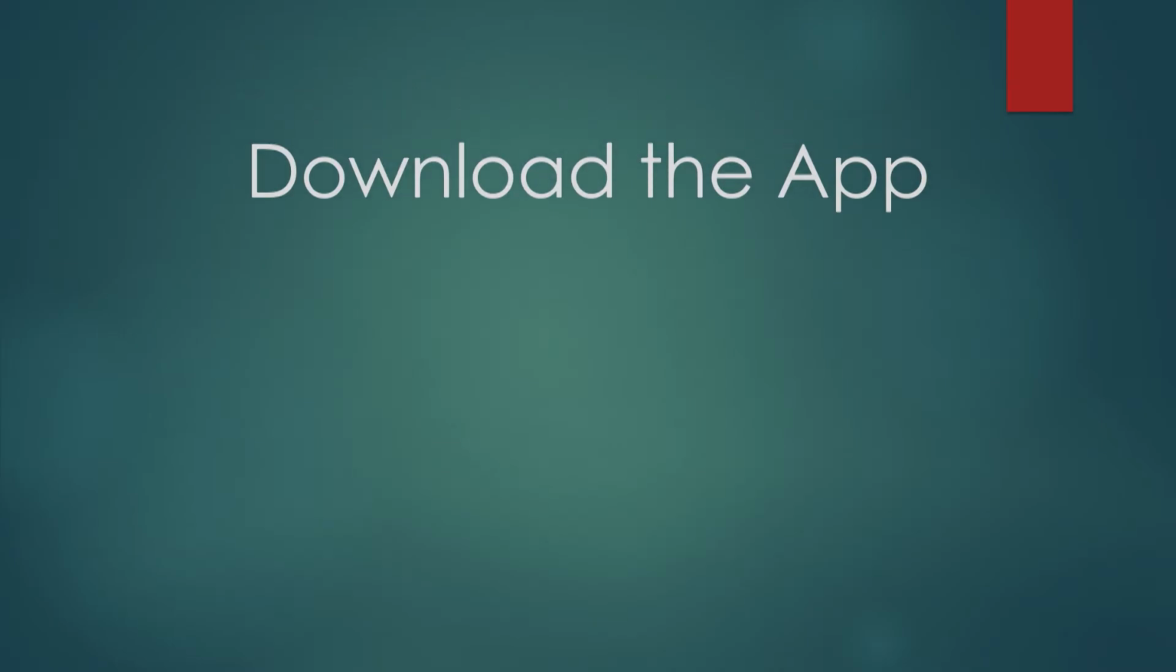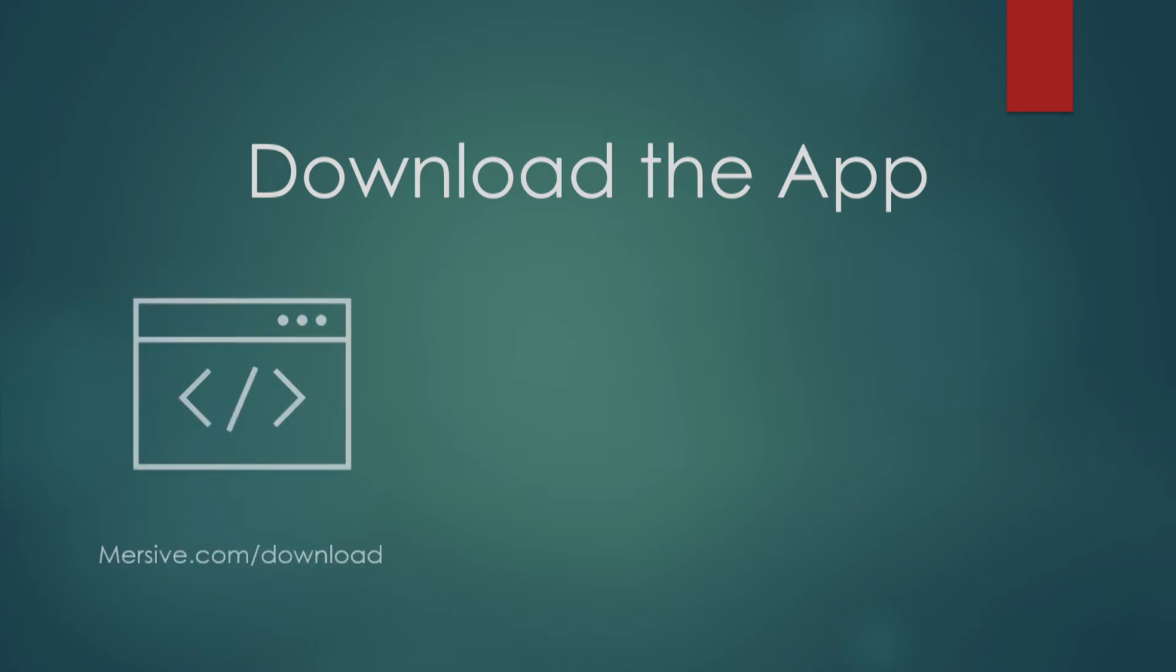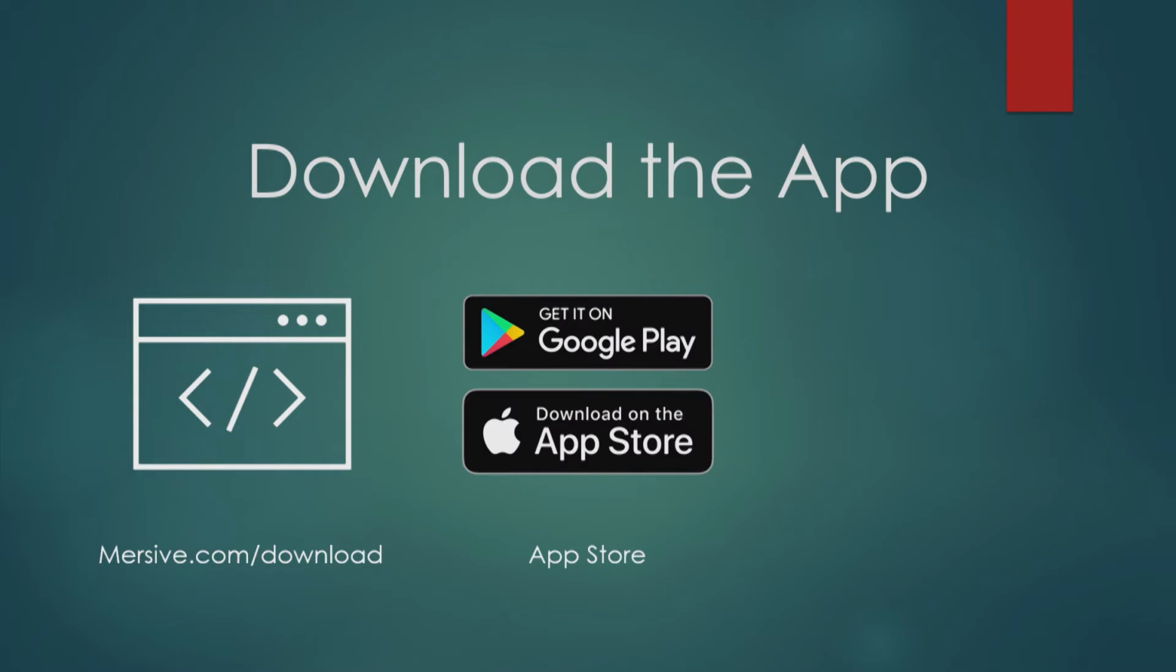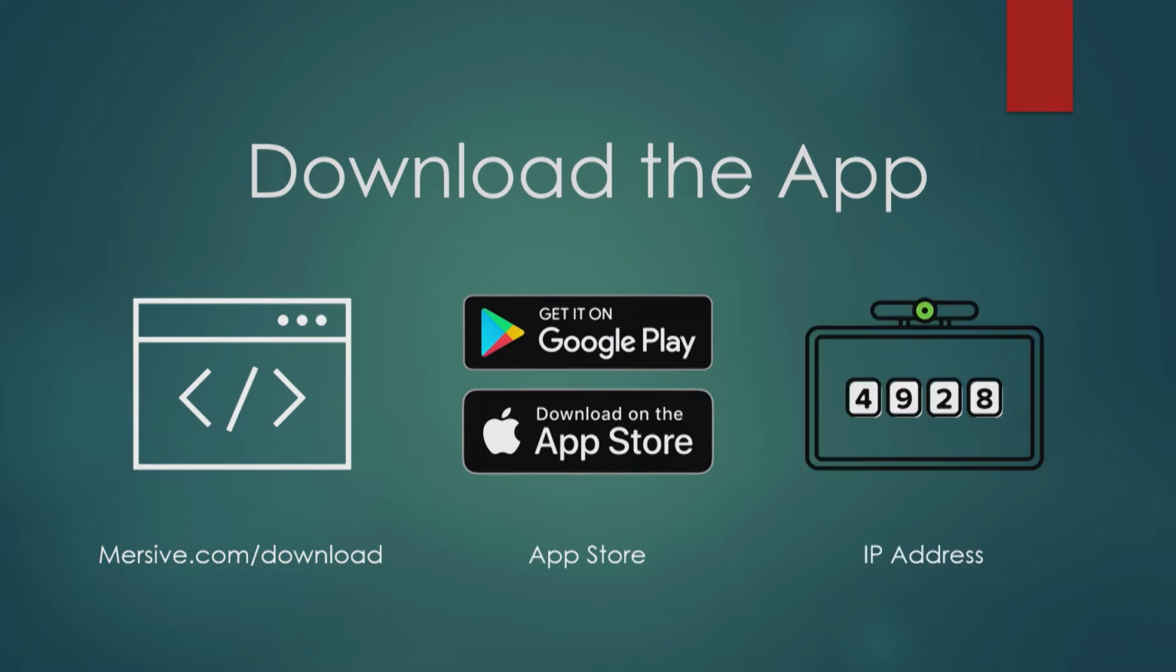Where can you download the Mersive app for your chosen device? You can go directly to the Mersive Solstice download page from your browser, the App Store on your mobile device, or follow the instructions on the Solstice display.